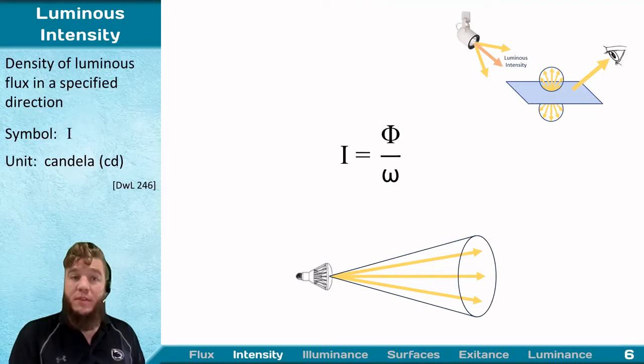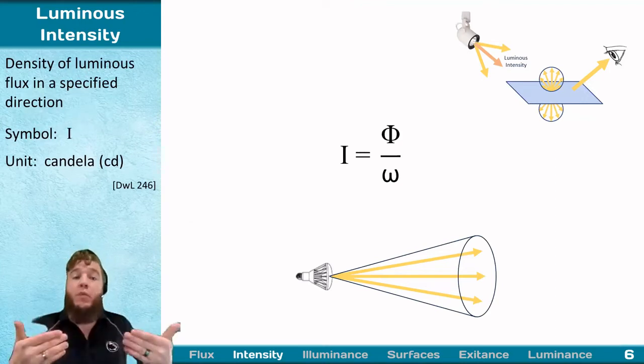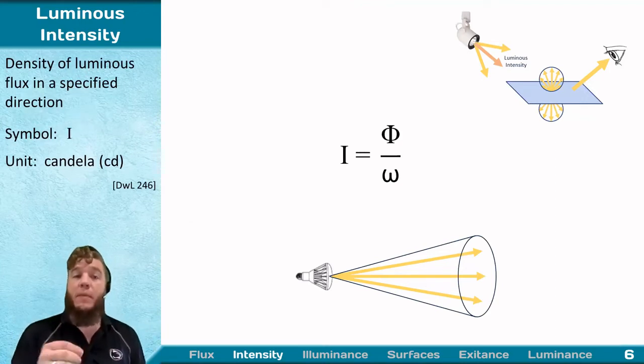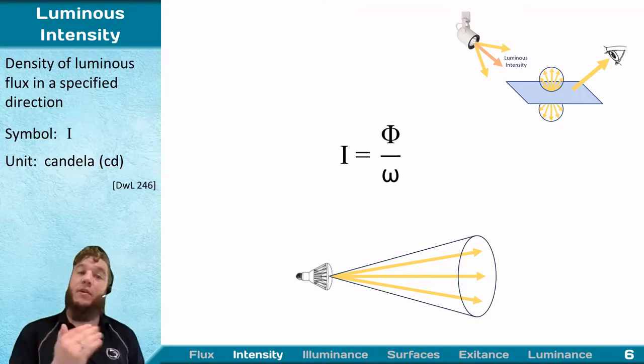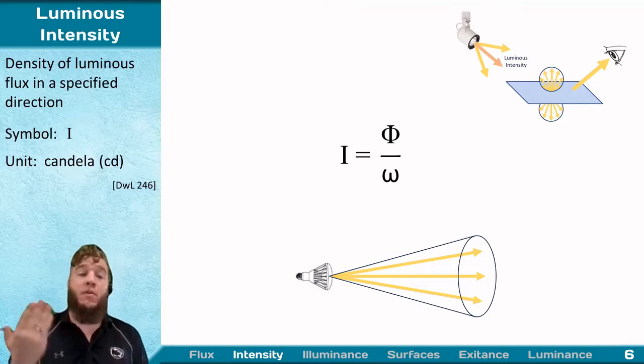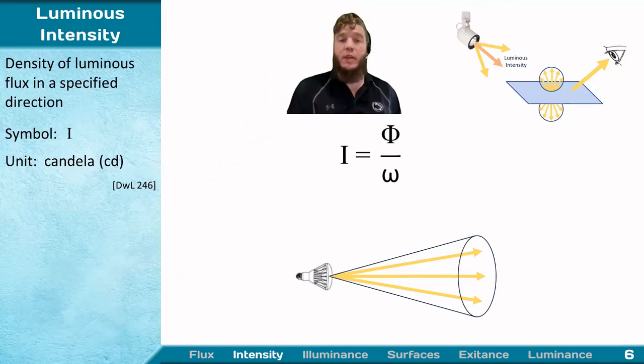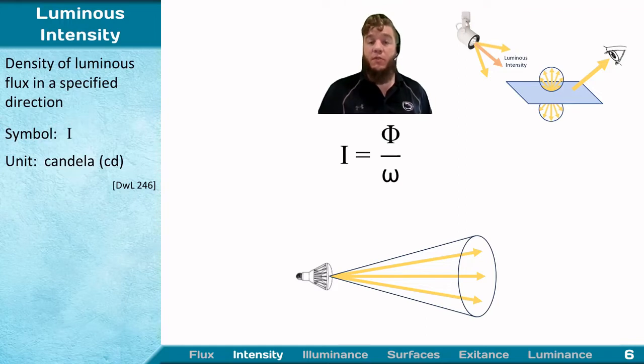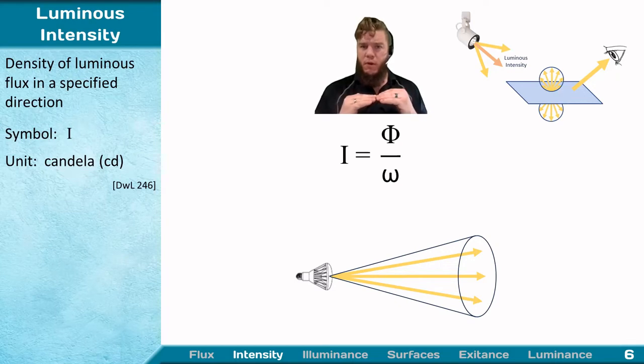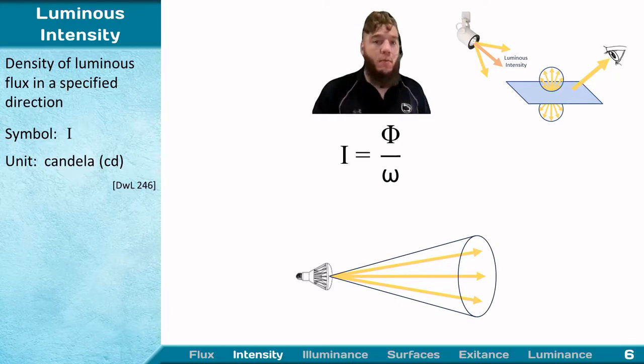Moving on to luminous intensity. When we're talking about luminous intensity, we're talking about the luminous flux in a particular direction. We'll define this with the symbol I and the unit candela. Let's take a look at that equation real quick, because we need an additional value here. It's not just luminous flux, but luminous flux over omega. Omega is actually the solid angle in steradians.